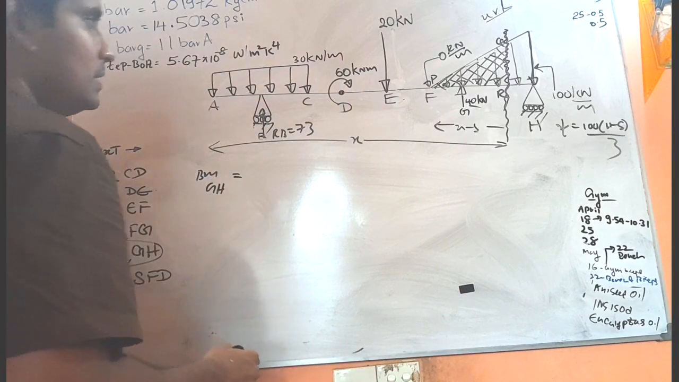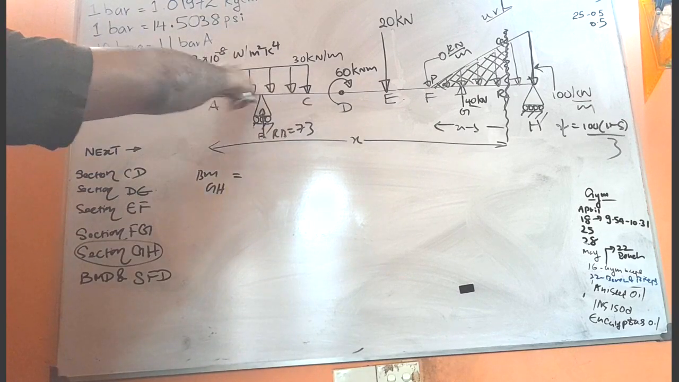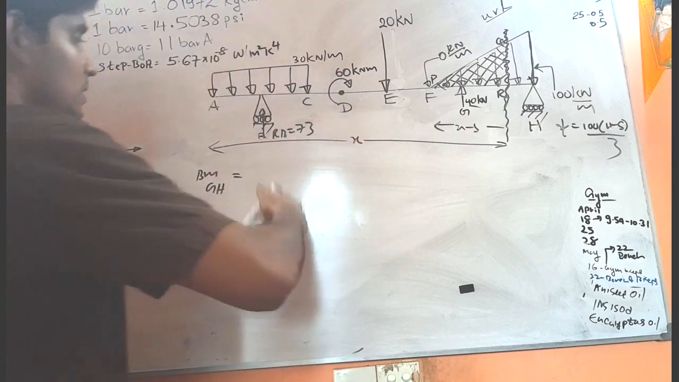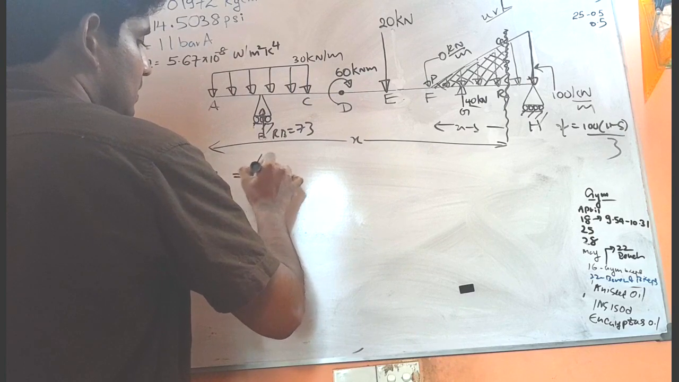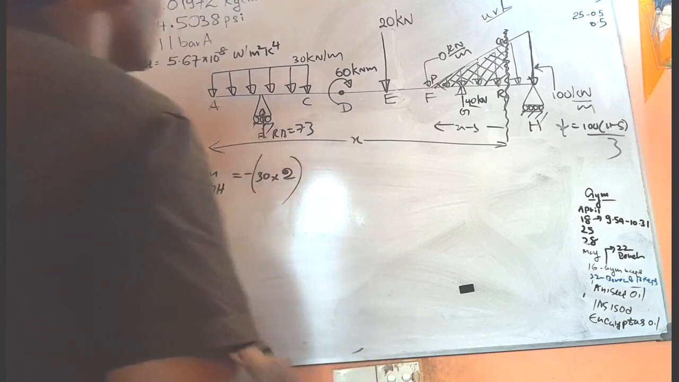Now it is very easy. Now just consider the directions because of this distributed load. Left side is going down, so minus 30 into 2. Now you have to consider the perpendicular length.